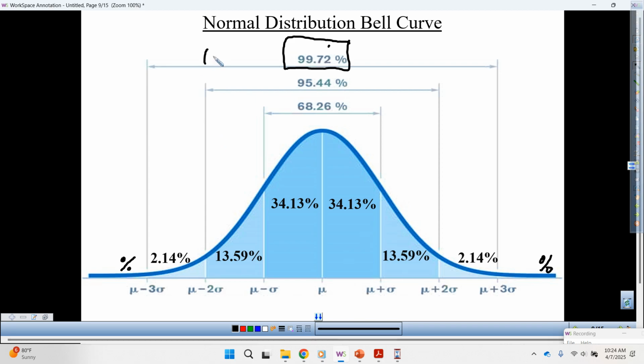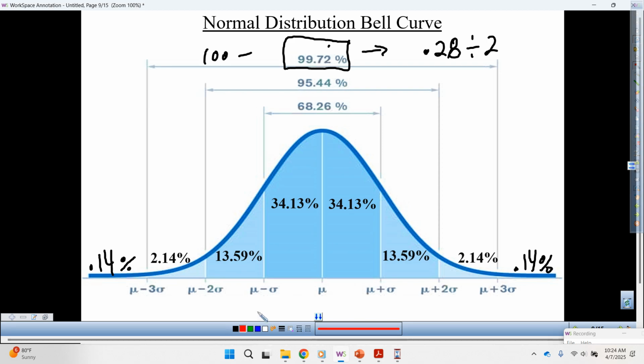He said take 100% because that's the entire area under the curve. Subtract the 99.72, and that gives us 0.28. Is that correct? But we need to split it into two. So at the end we divide by 2. So these are 0.14, 0.14. That is correct. So how much is the percent under the curve, everyone? The entire percentage is 100.